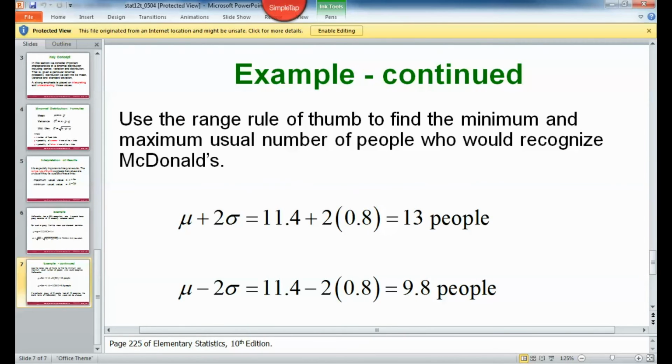If we want to know the maximum and minimum usual numbers who would recognize McDonald's, the maximum, we take the mean, 11.4, plus 2 times the standard deviation, so 13. That would be pretty hard out of 12 people, but 13 is the maximum. All right, the minimum, 11.4 minus 2 times 0.8, 9.8 people.